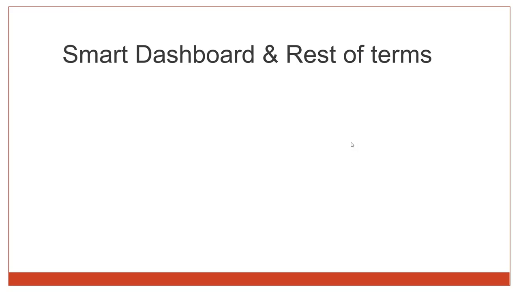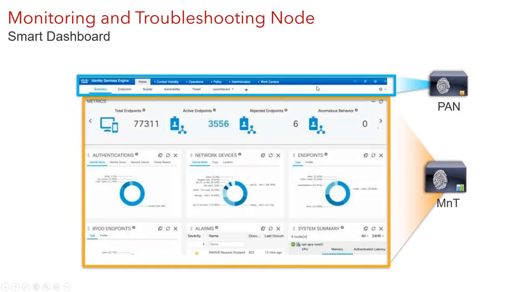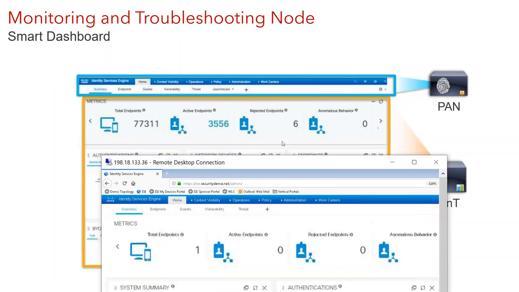Let us continue our discussion and check the dashboard and the rest of the terminology. We have a very nice dashboard. I'm going to log in and show you the dashboard. We know that whenever we log in, we are logging into the dashboard, which is nothing but the PAN, the policy administration node. Now this PAN, you can see the topmost part, and again, it's not that visible. Let me quickly log in and show you this.